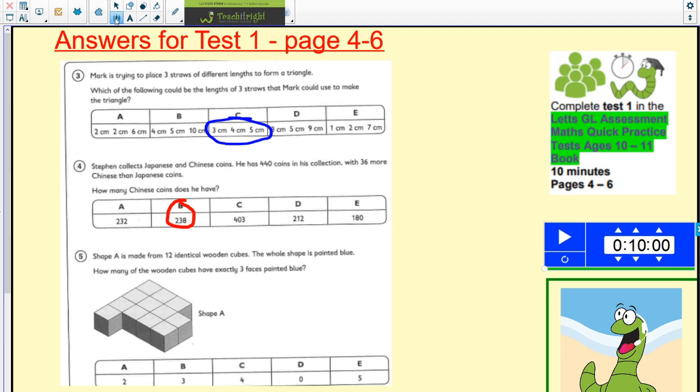Shape A is made from 12 identical wooden cubes. The whole shape is then painted blue. How many of the wooden cubes have exactly 3 faces painted blue? 3 faces, apologies. The whole shape, so we need to have 3 faces only. Well, let's see if we can first define an example where you would have 3 faces only. If, for example, this one here is covered on 1, 2, 3 sides, but it's got this side, and the base exposed, that would have only 3 spaces. So we're looking for cubes that have got 3 spaces only pointing out to the open air.